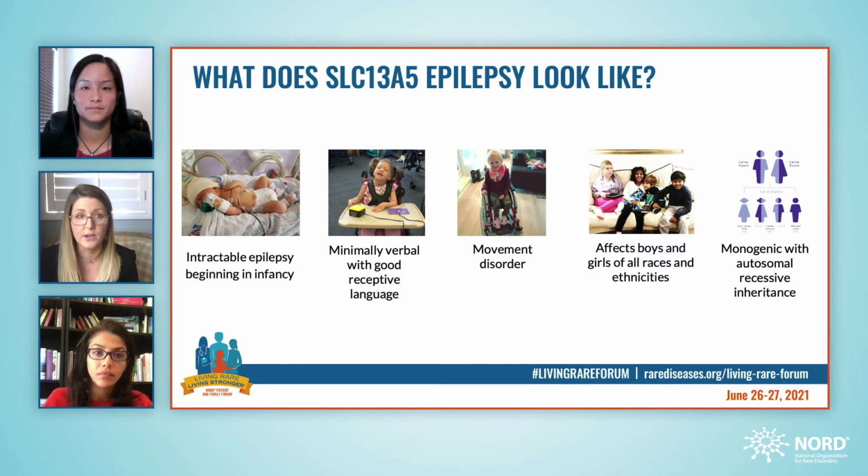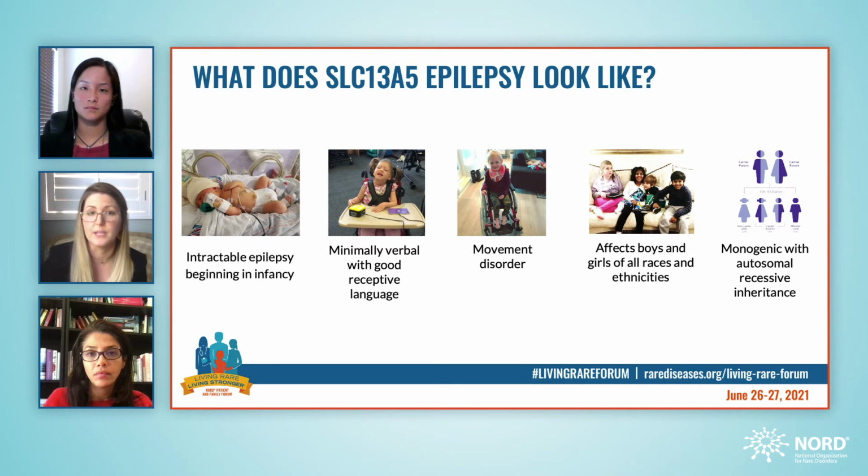The seizures were really hard to stop with seizure medications. Our kids could barely speak, but they could clearly understand so much. They had a movement disorder that meant that they walked very late in life, if ever. The disease affects both boys and girls of all races and ethnicities, and it's a monogenic disease with recessive inheritance, so many of our families have 2 or even 3 affected children. This information becomes really important for clinical trial design, including endpoints and who is eligible for the trial and where the trial sites should be located.